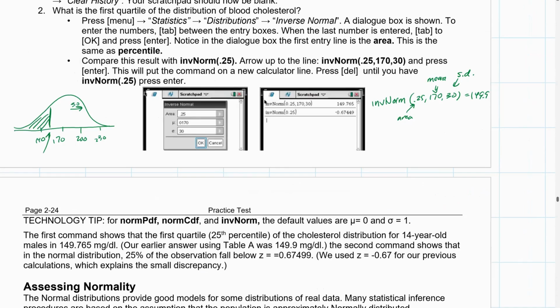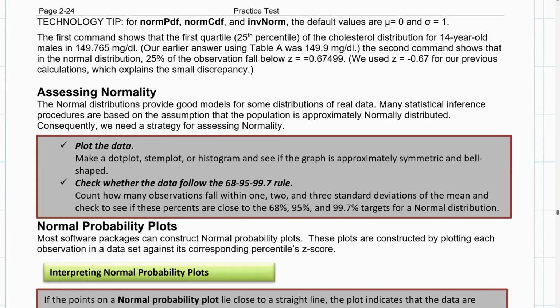One of the other things that happens is that we have all these great tools for dealing with normal distributions. The problem is not every distribution is actually normal. So one of the other things I'd like you to be able to do on the calculator is determine whether a data set appears to be normal or not. All right? And so how do we do that?